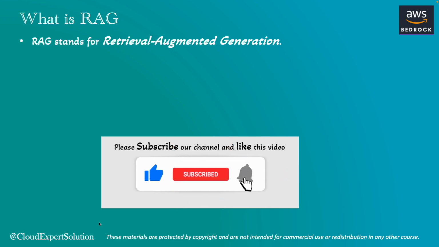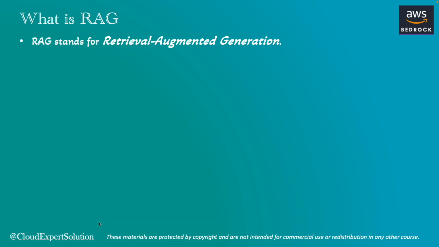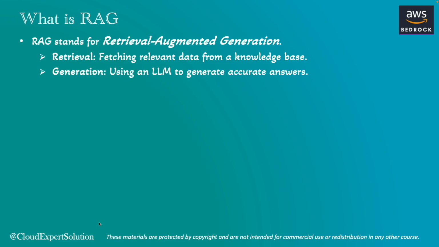RAG stands for Retrieval Augmented Generation. It's a technique that combines two powerful AI concepts: retrieval, that means fetching relevant data from a knowledge base, and generation, which means using an LLM like Claude, Llama 2, Amazon Titan, or any LLM model to generate accurate answers.